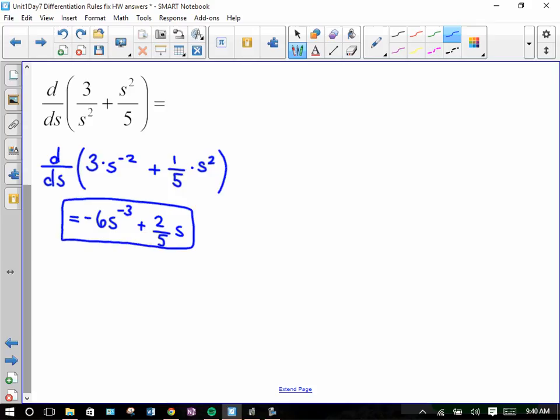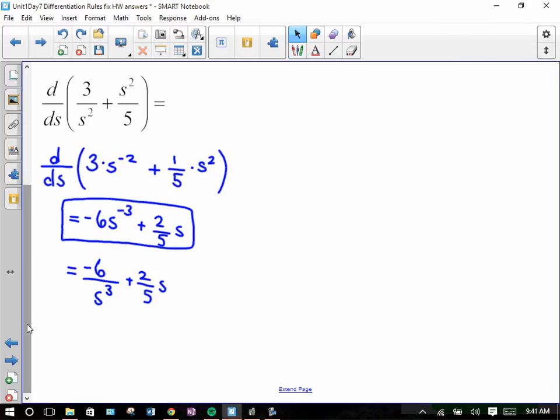Now there is some cleaning up we could do there, but here's the thing. On the AP test, you don't have to. Why try to clean that up and then risk making a mistake? By cleaning up, all I mean is that we could say this is equal to negative 6 over s cubed plus 2/5 s. You don't have to do that. Once you get your answer that's correct, you can just leave it that way. The AP test does not penalize you for leaving the derivative like that. Okay?